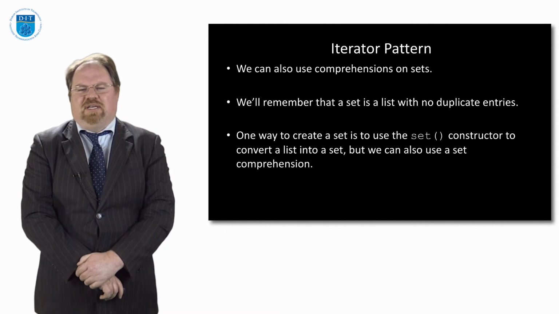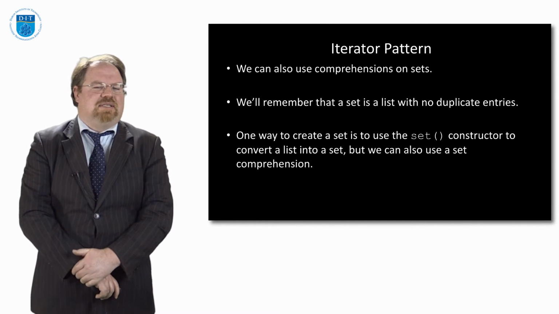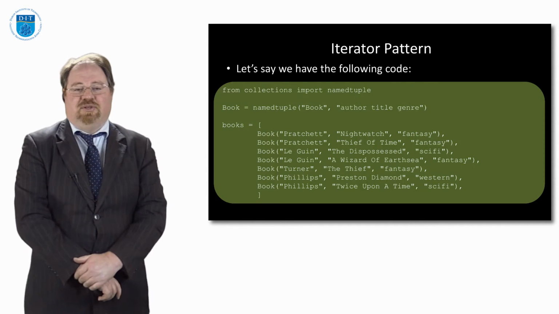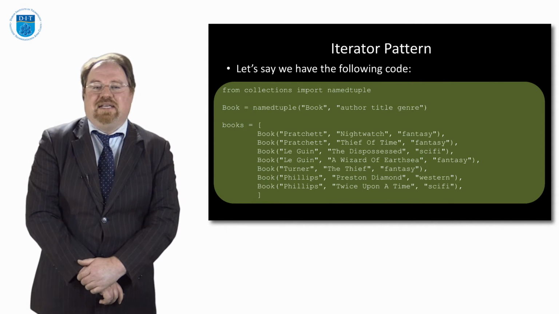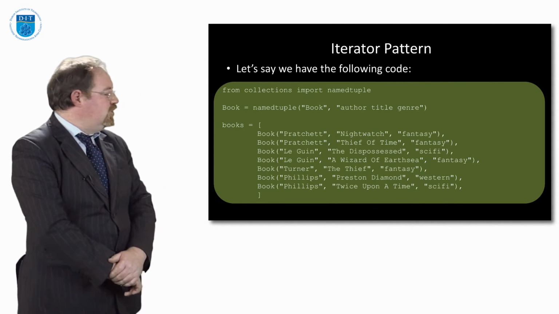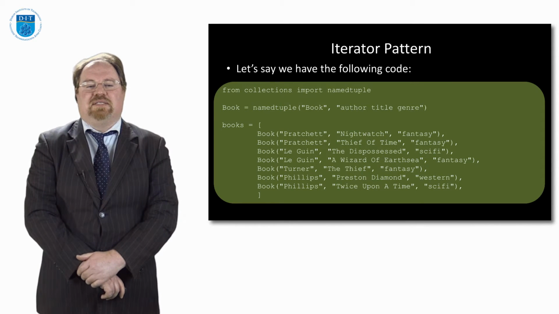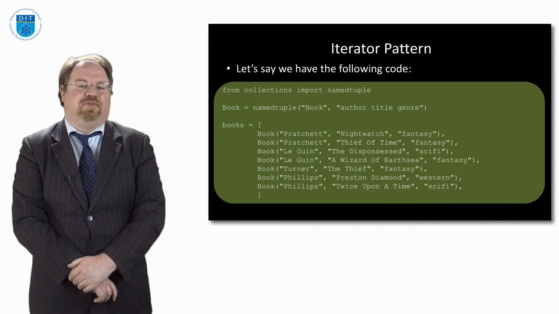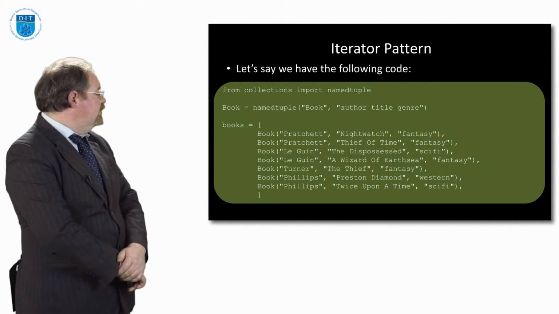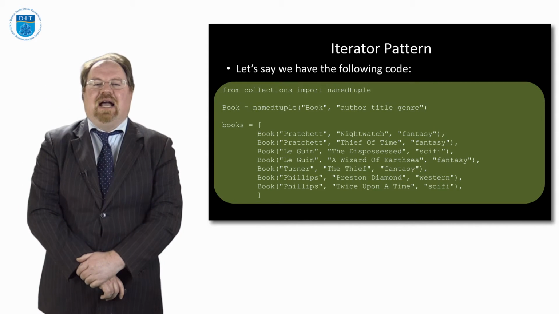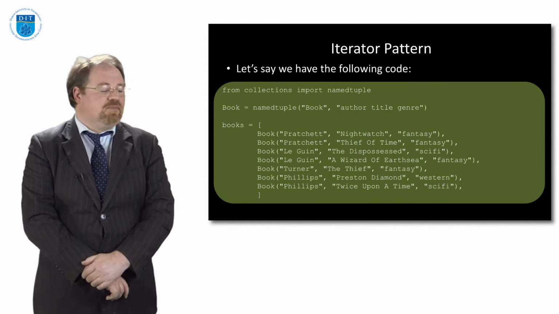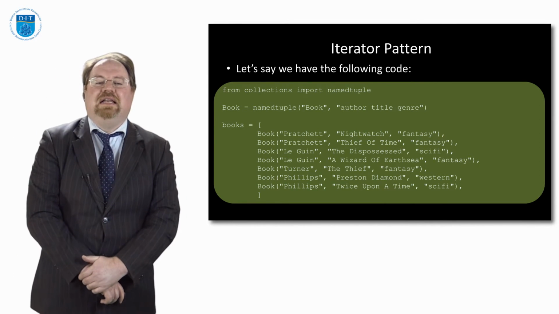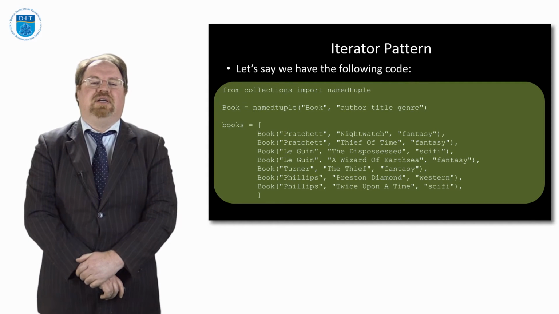So one way of creating a set is to use the set constructor on a list, but we can also just do a set comprehension. So let's say we have a database of books. We've created a special object called book, and book has the following characteristics. It has an author, a title, and a genre, a type of book. And we have a list of instances, a collection of book objects, and we have a couple of Terry Pratchett's, a couple of Ursula Le Guin's, and whatever else is in our collection of objects.